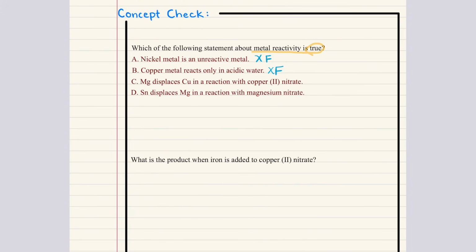C says magnesium displaces copper in a reaction with copper 2 nitrate. This is true. Magnesium is more active than copper, so it can displace copper from a compound containing copper ions. This actually makes option C the correct answer, but we're still going to work through D. D says tin displaces magnesium in a reaction with magnesium nitrate. Tin cannot displace magnesium because tin is less active than magnesium. So this statement is false. Again, the only true statement is C, so the correct answer is option C.